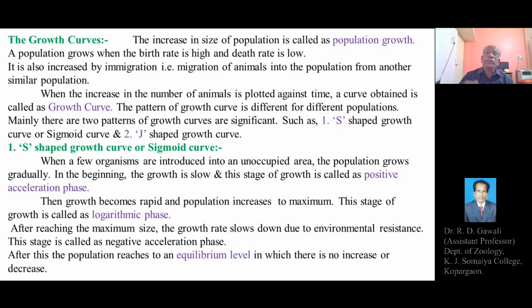Then after reaching the maximum size, the growth rate slows down due to environmental resistance, and this stage is called the negative acceleration phase. After reaching the maximum number in a population, the growth rate becomes slow due to environmental resistance.